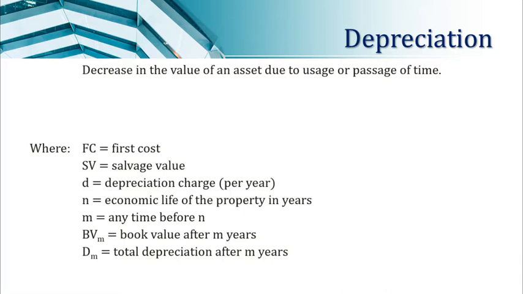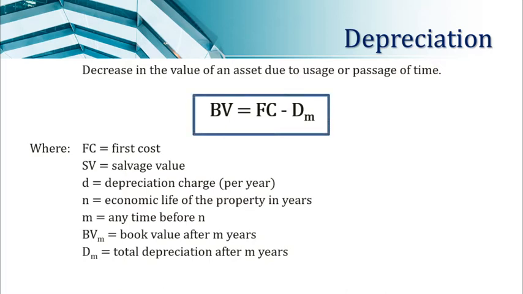Of course, when we say depreciation, here comes BV. And BV has a formula of FC minus D sub M. BV is your book value, then FC is your first cost, and DM is your total depreciation after M years, or the accumulated depreciation after M years.